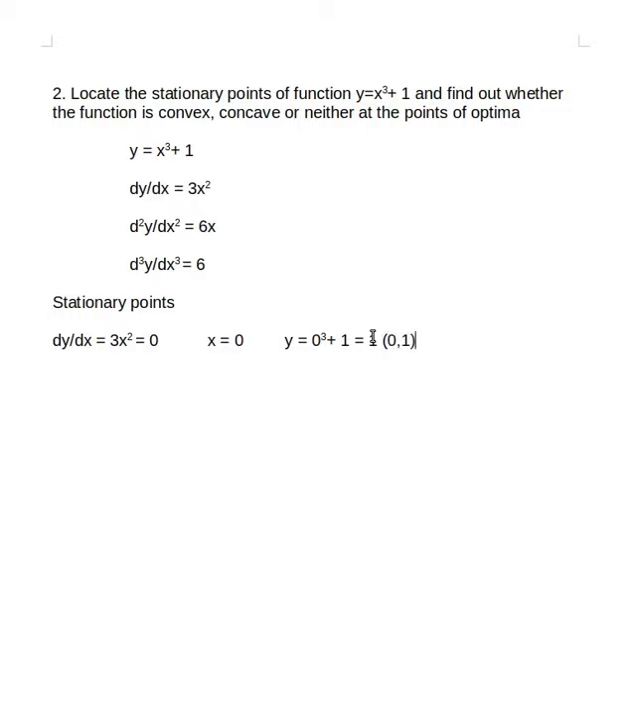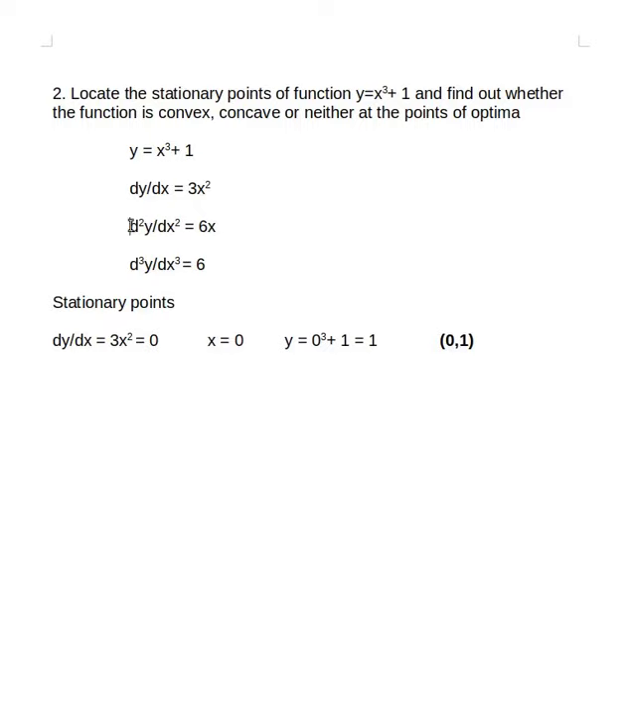So this is the point we got as the stationary point. This (0, 1) is our required stationary point. So now we have found the stationary points. Next we have to classify whether it is convex, concave, or neither at the points of optima.